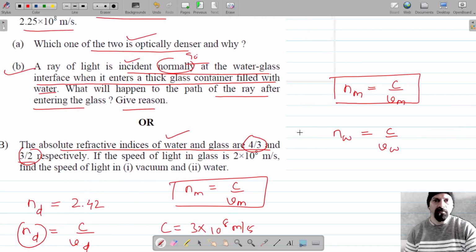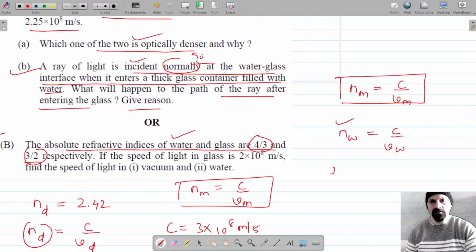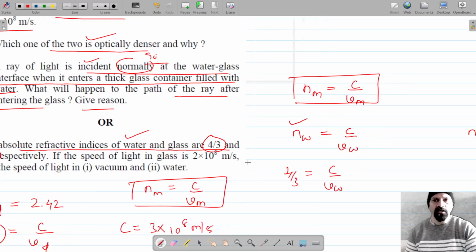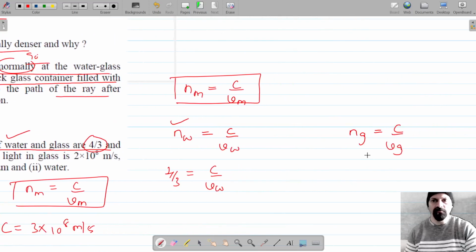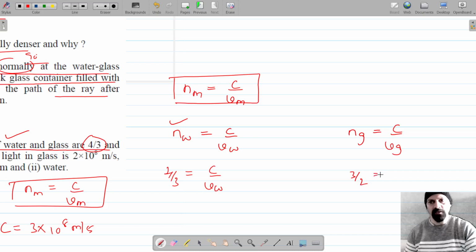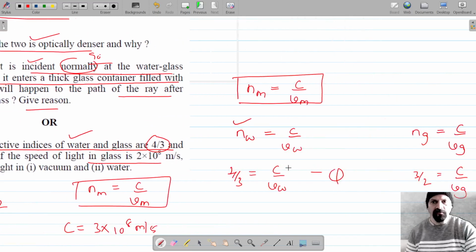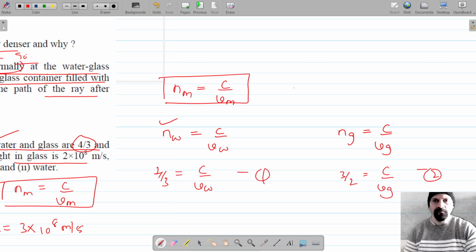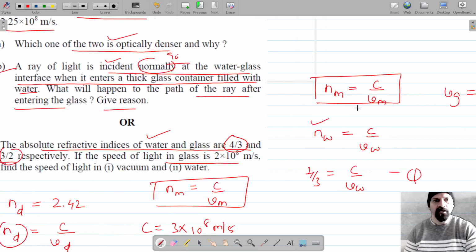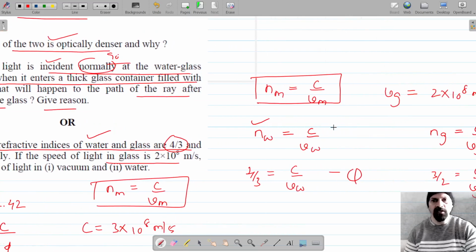Now refractive index of water is given which is 4 by 3, so this is C upon Vw. And the refractive index of glass which is 3 by 2, so this is 3 by 2 is equal to C upon speed of light in glass. Let this be equation 1 and let this be equation 2. Also, speed of light in glass is given, which is 2 into 10 raised power 8 meter per second, and we have to find the speed of light in vacuum.